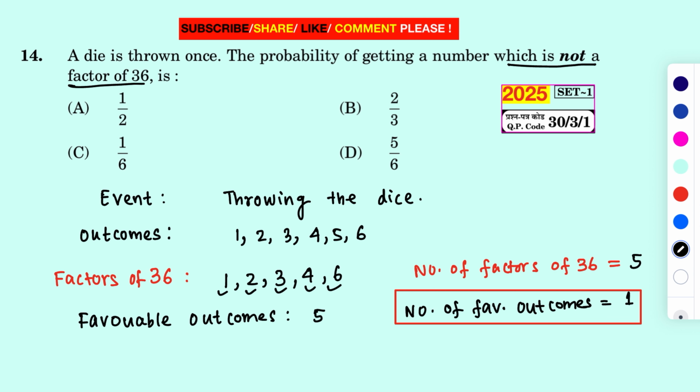And here the number of total outcomes were 1, 2, 3, 4, 5, 6. So we can write the number of total outcomes was 6.